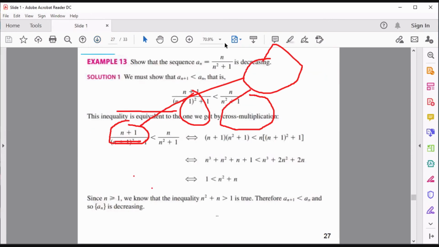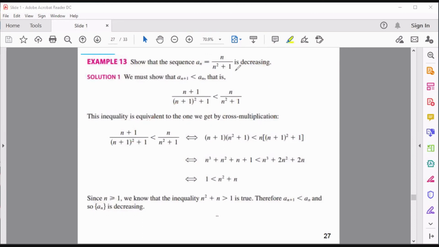This is another case, where the request is to check why this sequence is decreasing. The idea is very easy. We have to compare, or maybe I can do better: I can evaluate a(n+1) minus a(n), and I verify if this expression is negative or not. Or here, he said that we must show that a(n+1) is less than a(n). Then this is a(n+1), that means we substitute, we put n plus 1 instead of n. Here we put n.